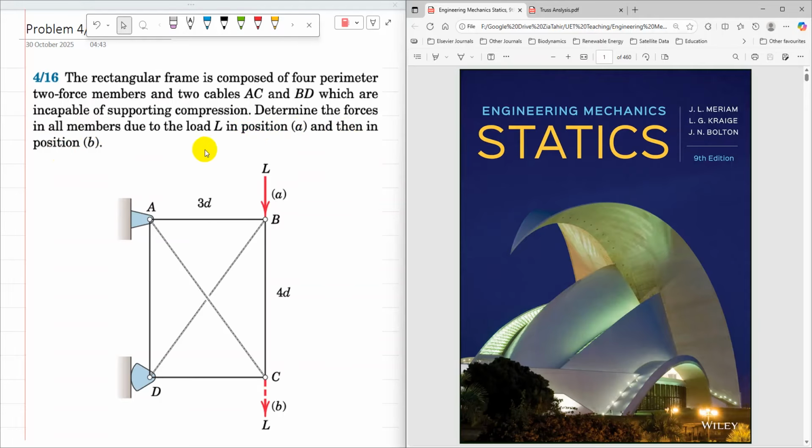So there are two parts of this question. In part 1, the load is acting at B, and in part 2, the load is acting at point C. So we need to find member forces in all members. This problem I'm going to solve using the method of joints.